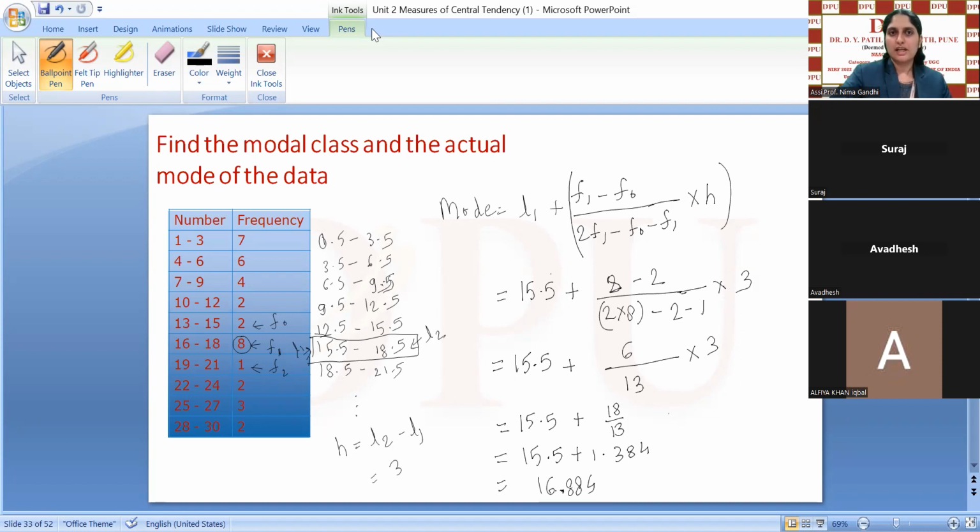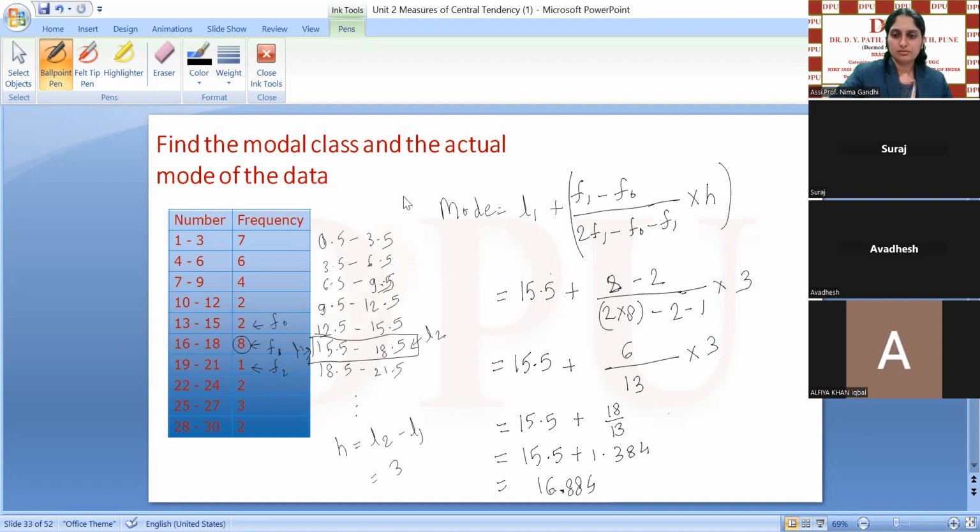Aman, can you explain what you're asking? Your F1 is 8. Why is F1 8? This is the model class frequency. F1 is your model class frequency, that is 8. Here you can see, this is your model class, 16 to 18. When you make this continuous, 15.5 to 18.5 is your model class. So the frequency of that class is your F1. The frequency of the previous class is your F0 and the frequency of the next class is your F2.